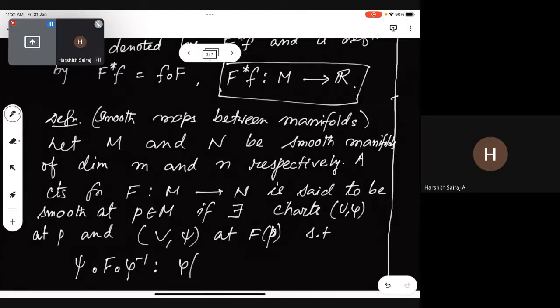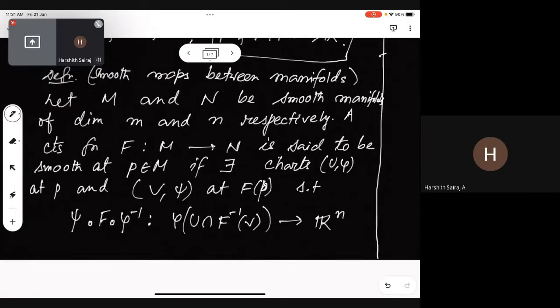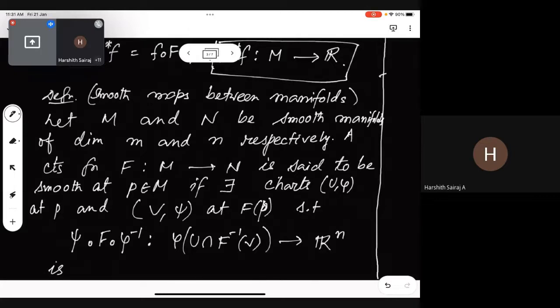phi of U intersection F inverse V to R^n is C infinity smooth.